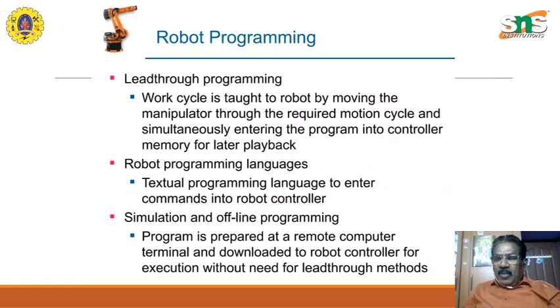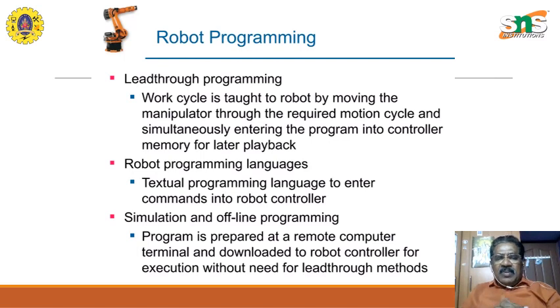Robot programming is of three types. One is lead-through programming. The work cycle is taught to the robot by moving the manipulator through the required motion cycle and simultaneously entering the program into the controller memory for later. So I teach it the coordinates. I walk the robot there and say, this is point number one, point two, point three. Then the robot will follow the same track.